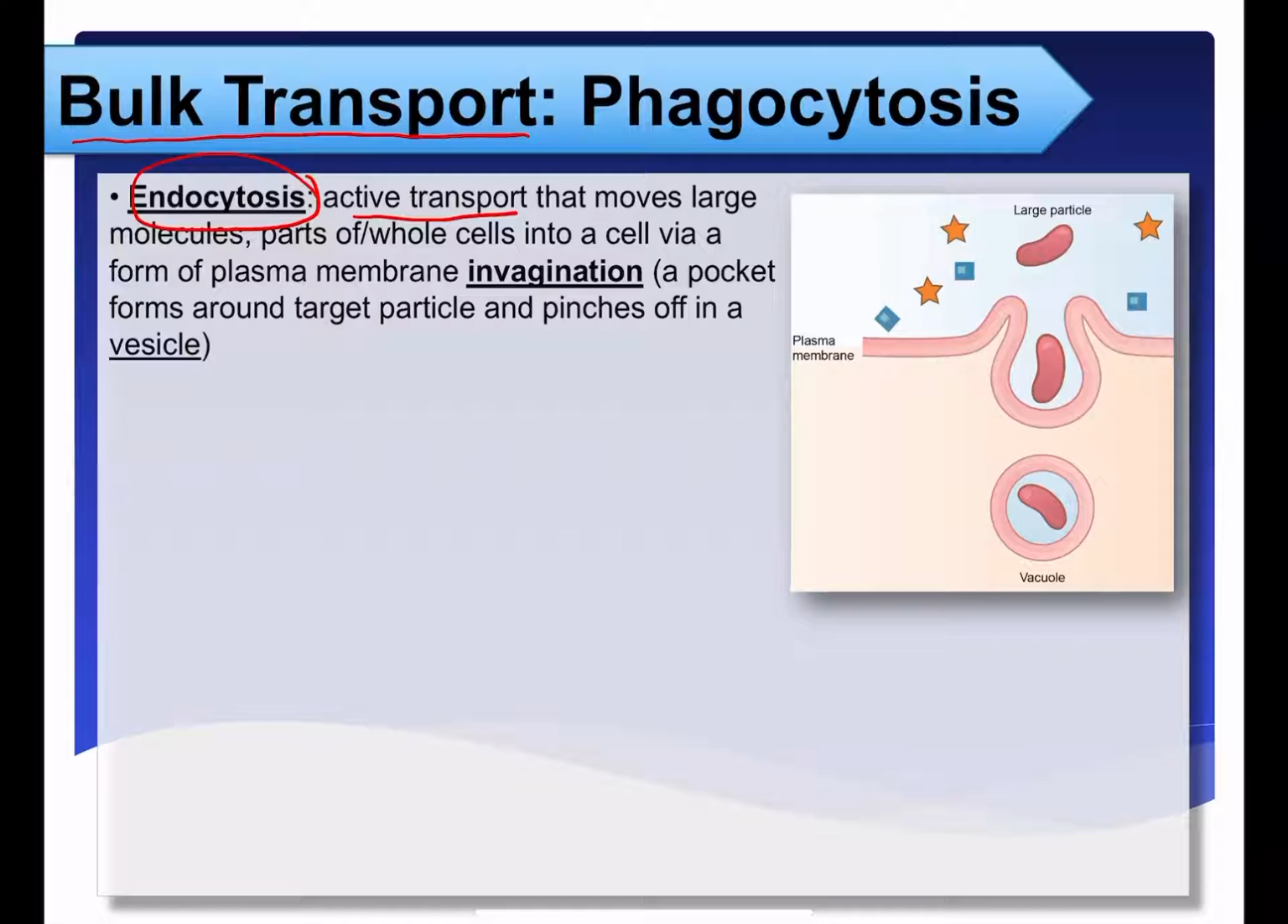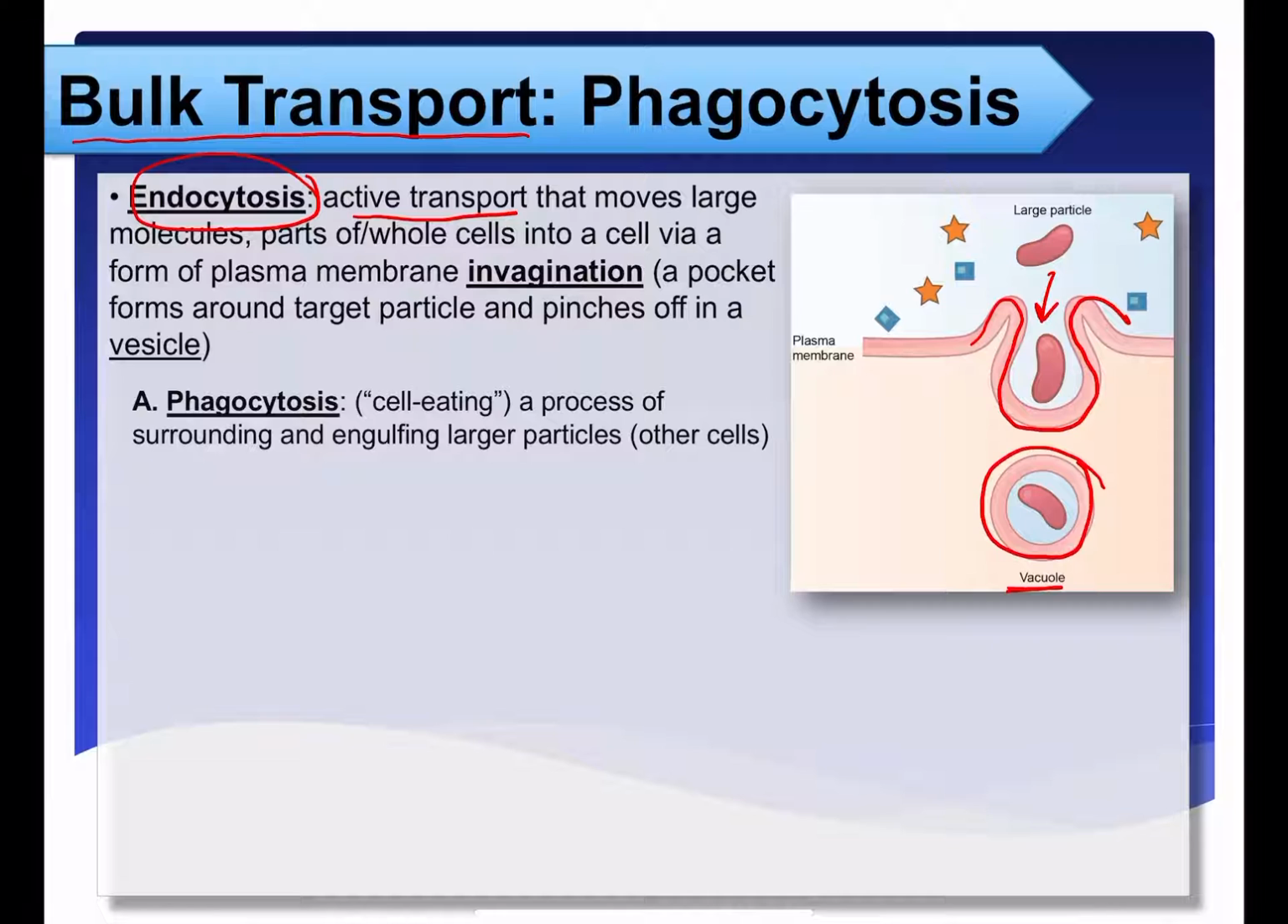It does so by forming this invagination pocket right here, which will form a vesicle or a vacuole. You will see that they use vesicle and vacuole interchangeably. They're both used for transport of things, but when we're talking about carrying larger particles, we call it a vacuole. There are three types of endocytosis for moving this vacuole into the cell.